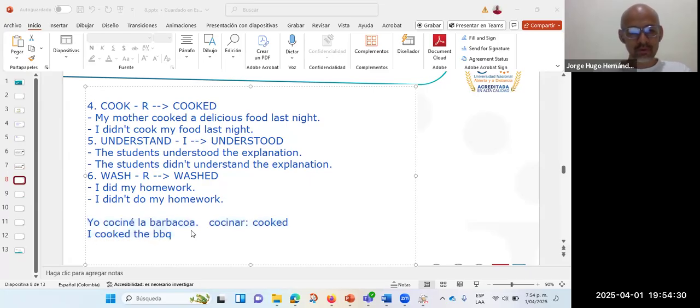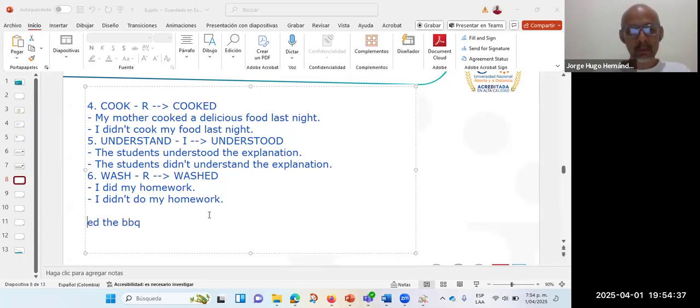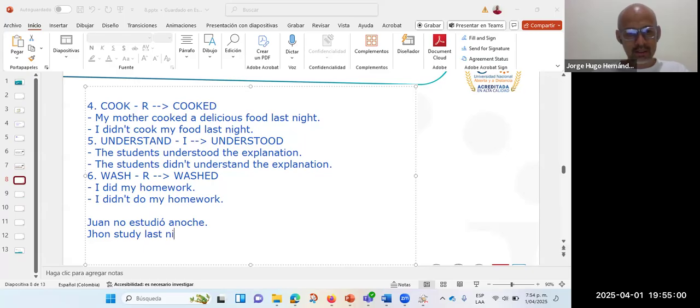Ahora, si yo pienso en una oración pero negativa, entonces igual va a ser el proceso, ¿no? Pues yo voy a decir, Juan no estudió anoche. Esto tiene que volverse Juan o John. El verbo estudiar es study. Anoche es last night, ¿no? Entonces ahí tenemos, esto es vocabulario.